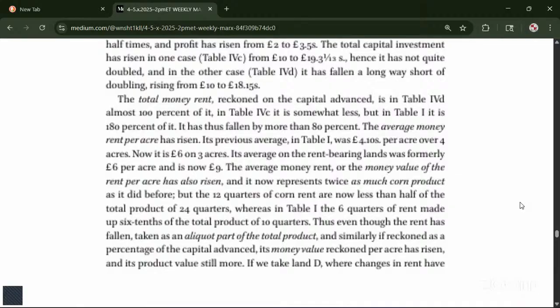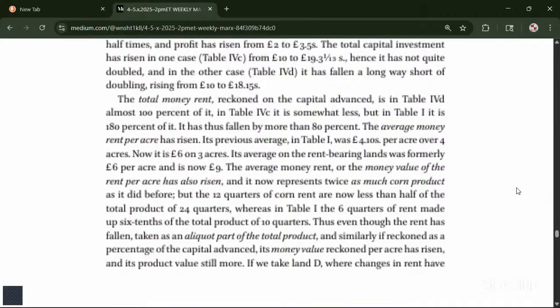The average money rent, or the money value of the rent per acre, has also risen, and it now represents twice as much corn product as it did before. But the 12 quarters of corn rent are now less than half of the total product of 24 quarters, whereas in table 1 the 6 quarters of rent made up 6/10 of the total product of 10 quarters. Thus, even though the rent has fallen, taken as an aliquot part of the total product, and similarly if reckoned as a percentage of the capital advance, its money value reckoned per acre has risen and its product value still more.